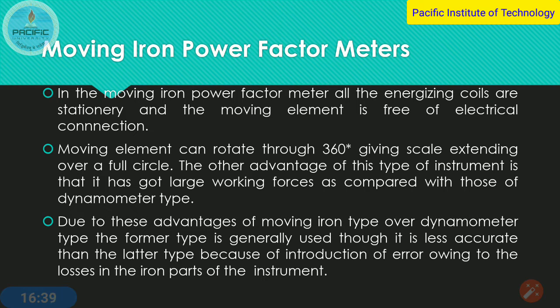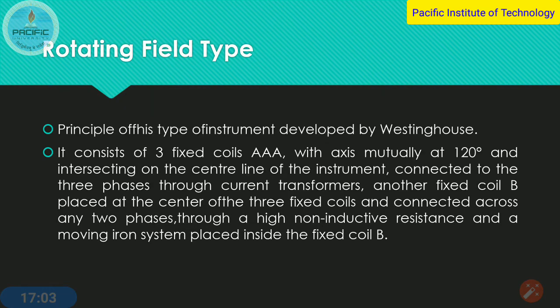The moving iron type systems are less accurate than the dynamometer type of instrument. Why? Because of losses in the iron parts of the instrument. Now basically there are two types of moving iron power factor meter. One is the rotating field type and the other is the alternating field type. So first we will discuss the rotating field type instrument.